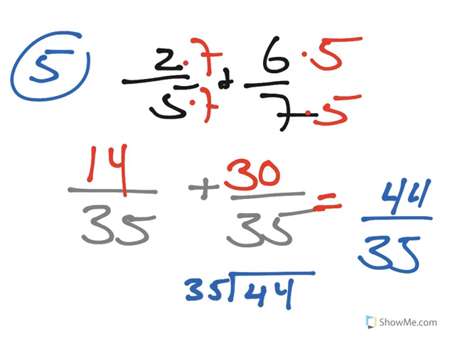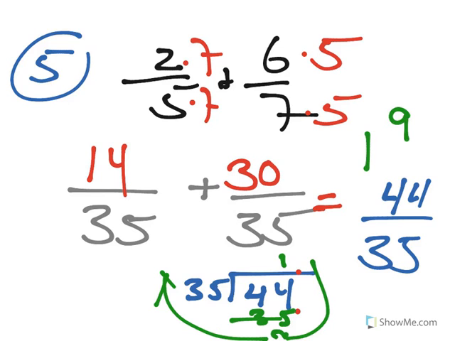So I'm going to go ahead and divide it. 35 will not go into 4, but 35 will go into 44 one time, with 9 left over, and remember I go clockwise. So my answer is 1 and 9/35.